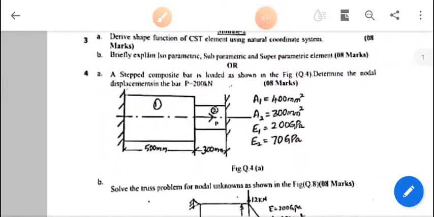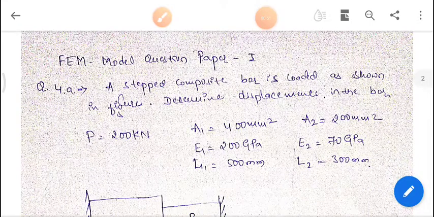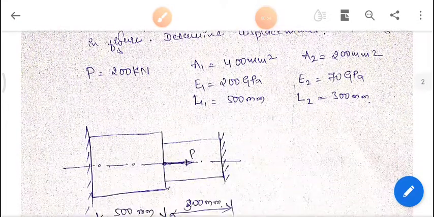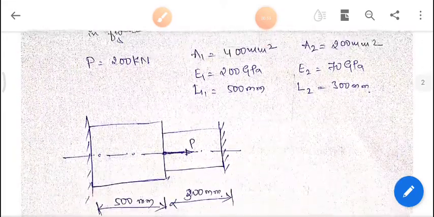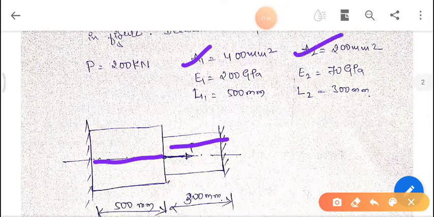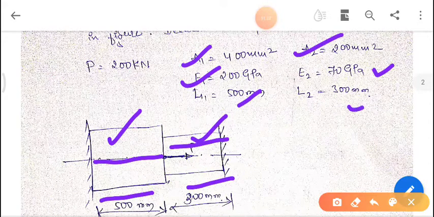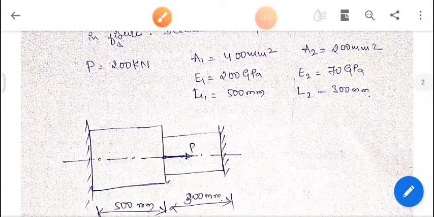We'll solve this problem. The question is: a stepped composite bar is loaded as shown in the figure. So here the given data are written over here. The cross sectional area of this element is A1, and of this element is A2. Young's modulus of this step is E1, which is 200 gigapascal, and for the second step we have 70 gigapascal. Length L1 is 500 and length L2 is 300 mm. These are the given data.